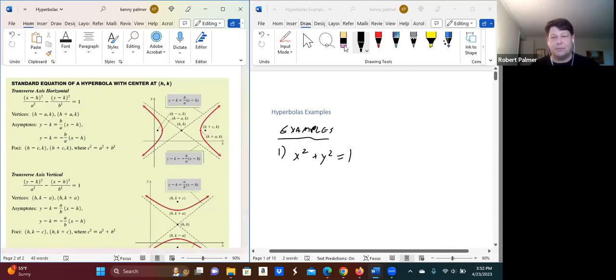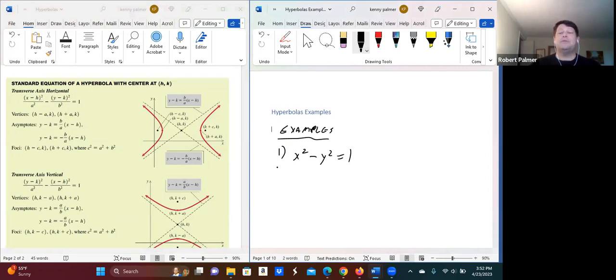So this one, oops, actually I realized I made a mistake. This should be a minus, not a plus. Actually, that would have been an ellipse. So basically the difference between an ellipse and a hyperbola as far as the equation is, we have a minus instead of a plus in the middle. Now, this one matches the first one. This one has a transverse axis horizontal. We're going to think about this as going left to right.